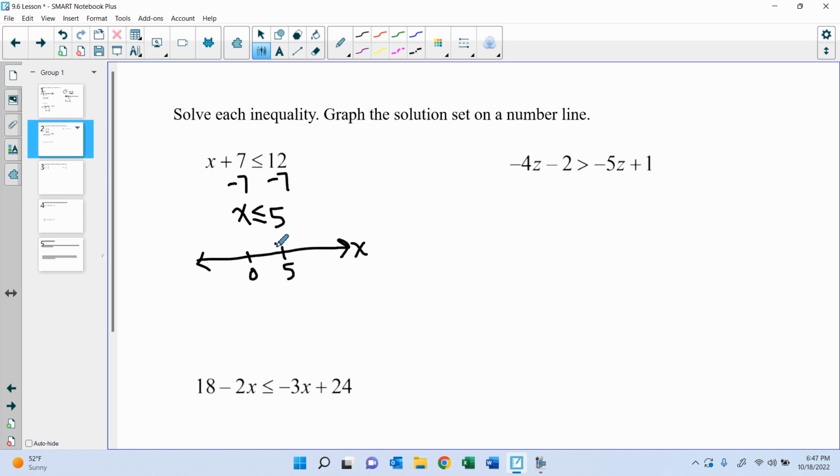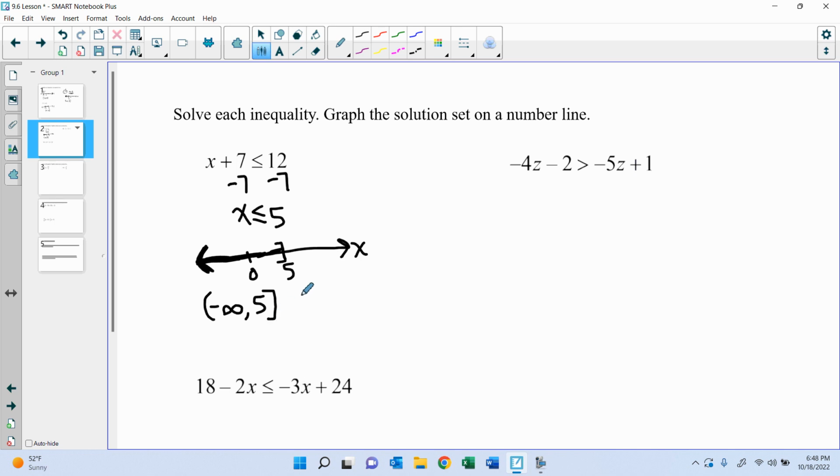So equal to means bracket, and less than means it's going to point to the left. So we shade to the left and we fill in our arrow to make it obvious that everything is shaded that direction. And then for our interval notation, again, it's coming up from minus infinity. The infinities always have parenthesis, comma, 5, and you can see from the graph 5 has a bracket.